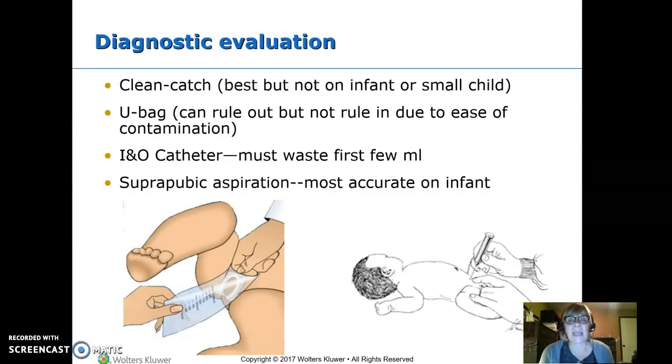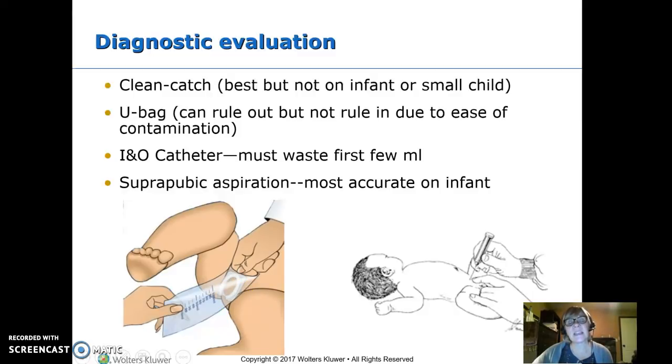So how do we get this diagnostic? We can do a clean catch, which is great, but you can't do it on an infant, right? That's the clean catch. We want them to clean, start voiding, stop, pee in the cup, take the cup away, finish their void. Even an early potty trained child can't do that. So what we can do on an infant is a urine bag. You clean them and then you seal it on.